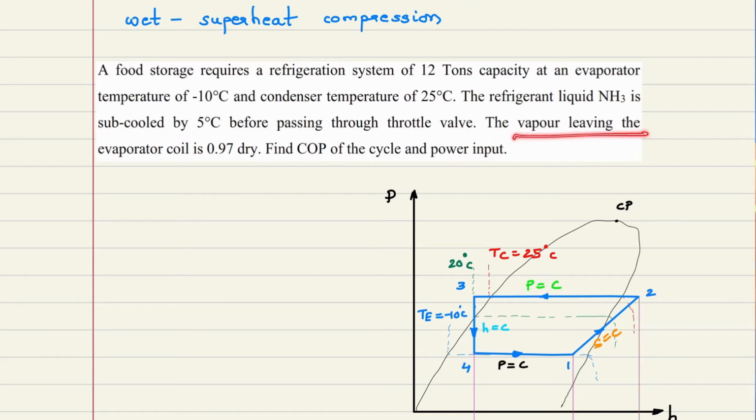The vapor leaving the evaporator coil is 0.97 dry. So point 1, it is in which region? From here we can understand the vapor leaving the evaporator coil. Leaving the evaporator coil means which point? Point number 1. Okay, here what will be the dryness fraction? This X is equal to 0.97.